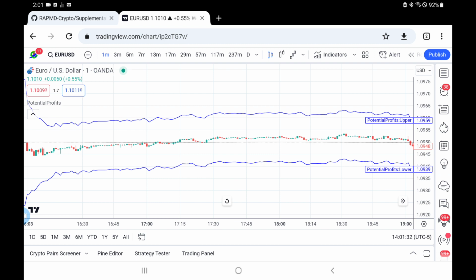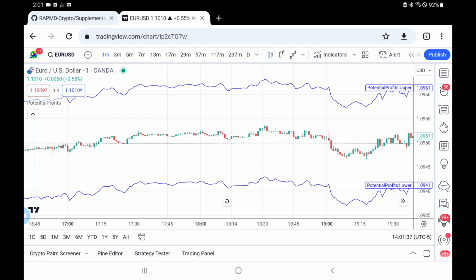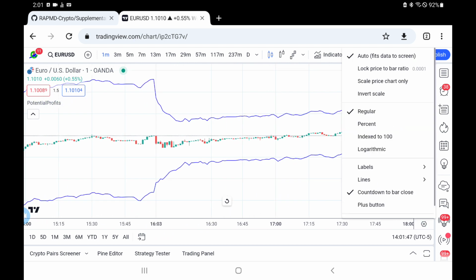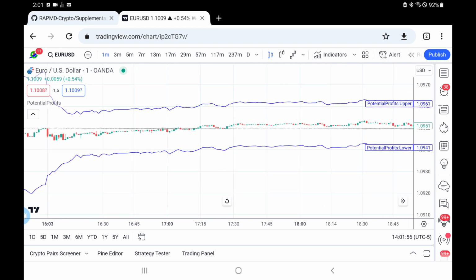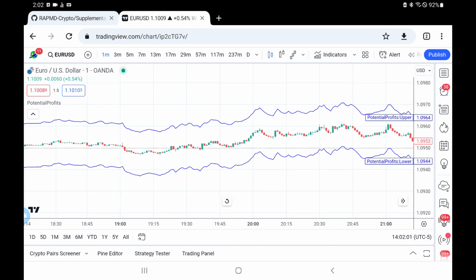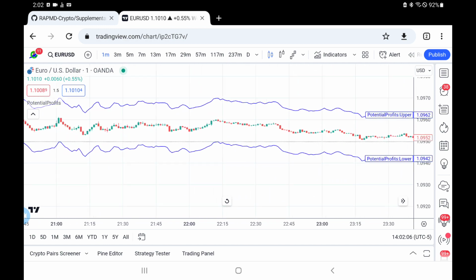One thing I want to point out though as I'm scrolling through this, don't be deceived by the auto scaling. This is not a large market. And in fact, you can turn off auto scaling. Let's go here. Let's turn off auto scaling. And now as I move, you can see the channel stays the same. Auto scaling is useful, but it can be deceptive if you're not aware of what's going on.